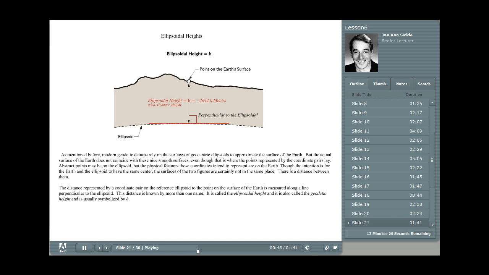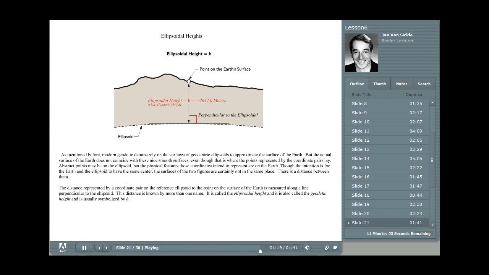Modern geodetic datums rely on these geocentric ellipsoids that we talked about last lesson to approximate the surface of the Earth. And of course the actual Earth does not coincide with these nice smooth surfaces. Abstract points may be on the ellipsoid, but the physical features of those coordinates are on the Earth, or on the topographic surface of the Earth, and therefore the intention is for the Earth and the ellipsoid to have the same center. And the surfaces of the two figures are certainly not in the same place. There's this distance between them, and that's this ellipsoidal height we're looking at.